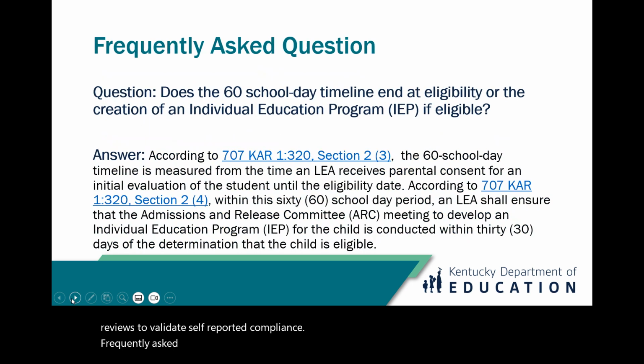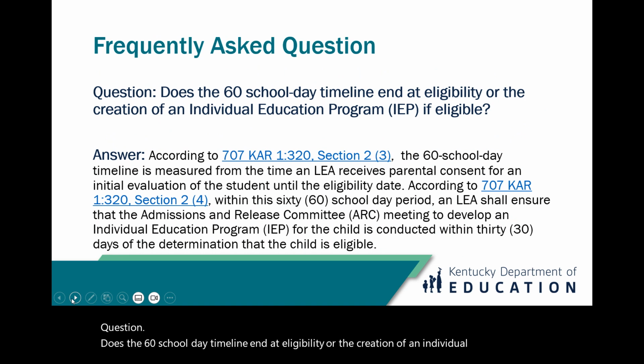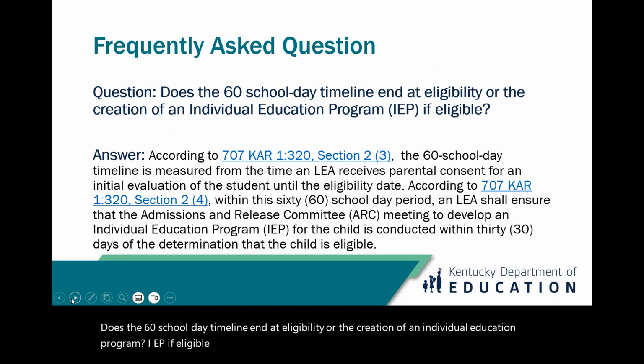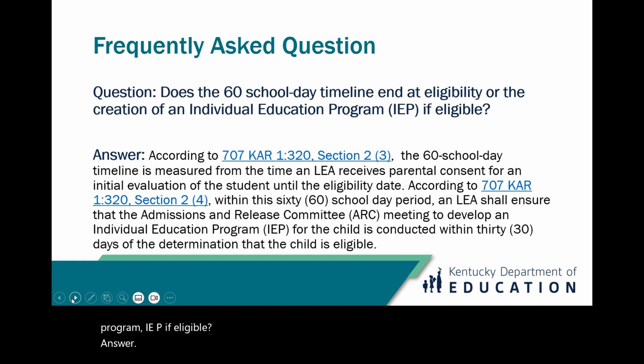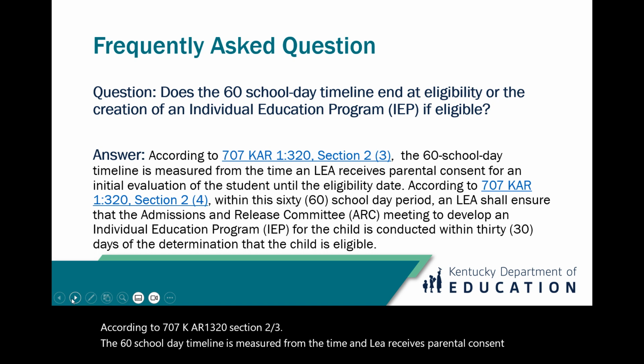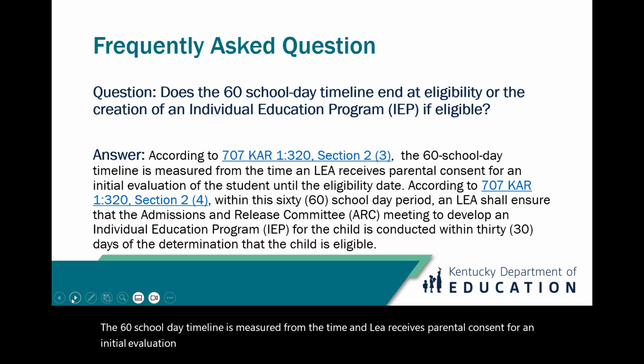Frequently asked question. Question: Does the 60 school day timeline end at eligibility or the creation of an individual education program, IEP, if eligible? Answer: According to 707 KAR 1:320, Section 2(3), the 60 school day timeline is measured from the time an LEA receives parental consent for an initial evaluation of the student until the eligibility date.